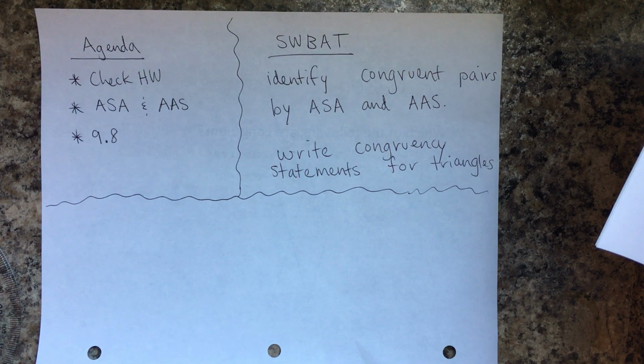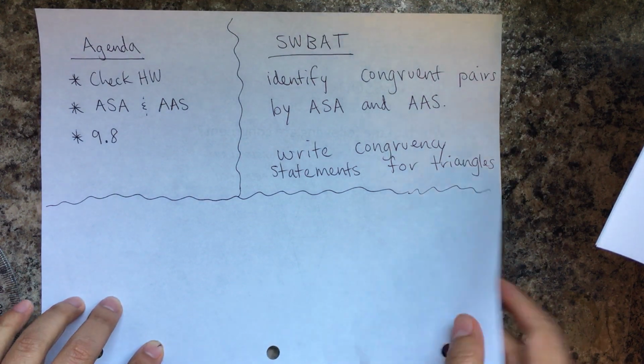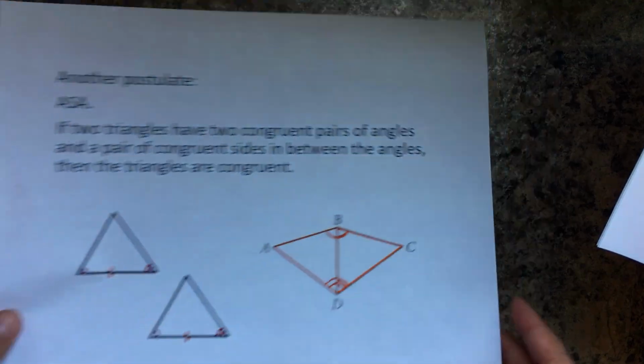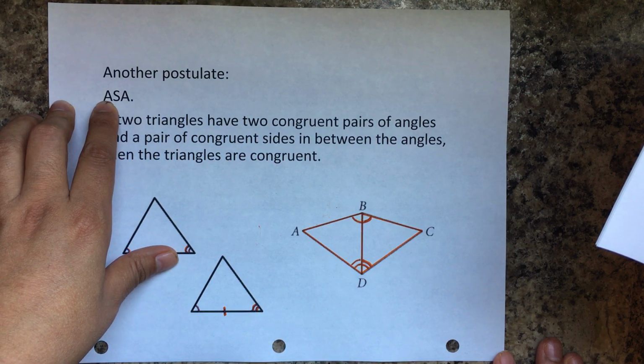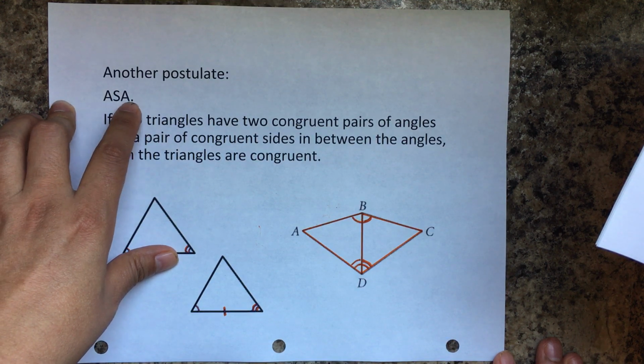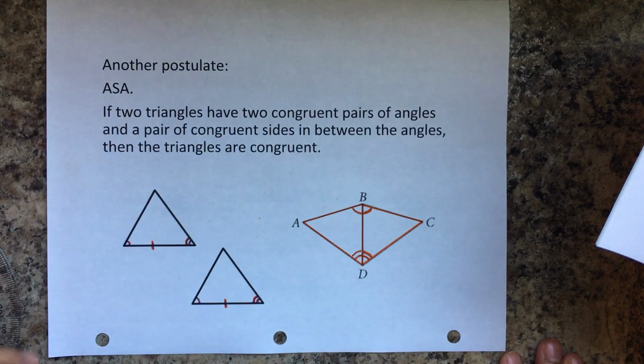We'll learn about angle, side, angle, and you will be able to do 9.8. Today students will be able to identify congruent pairs by angle, side, angle, and to write congruency statements for triangles. Before we learned side, side, side, and side, angle, side, but now we're going to learn about angle, side, angle.